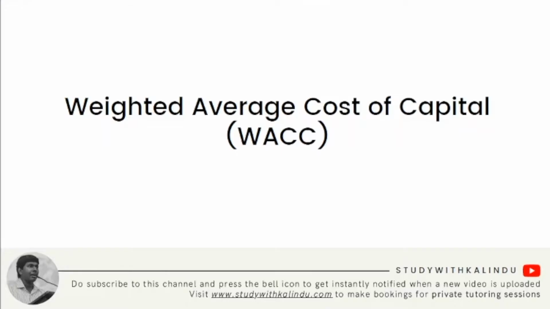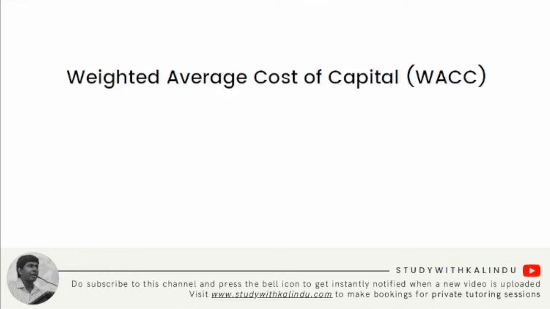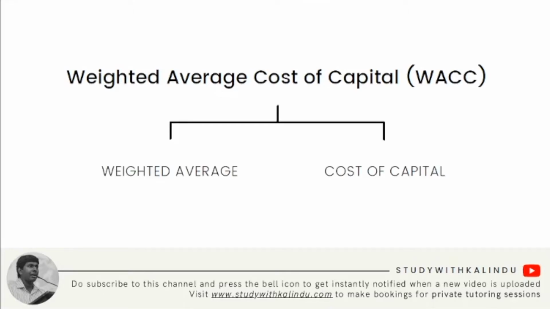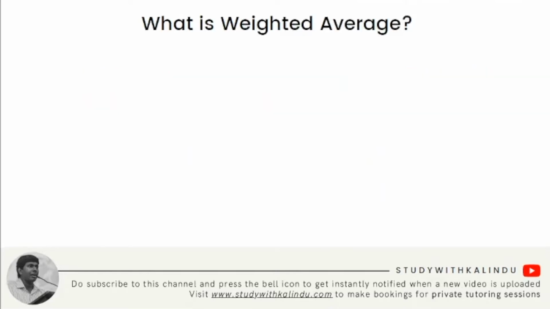Let's look at the WACC, weighted average cost of capital. The name itself has two components, weighted average and cost of capital. First, to understand what weighted average cost of capital is, we need to have a very clear understanding as to what each of these components mean. So let's look in detail at weighted average.